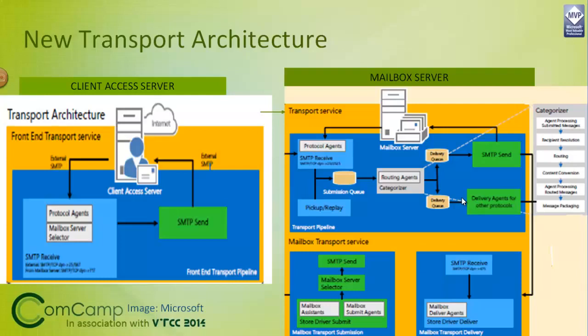The next important service here is the mailbox transport service. So this is the third transport service in the suite of transport architecture. This service also exists on the mailbox server, which receives the message from SMTP receive under the mailbox transport delivery service. Then it delivers the message to the mailbox database.